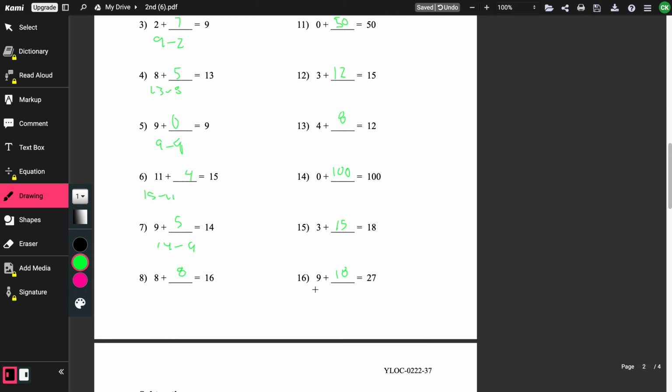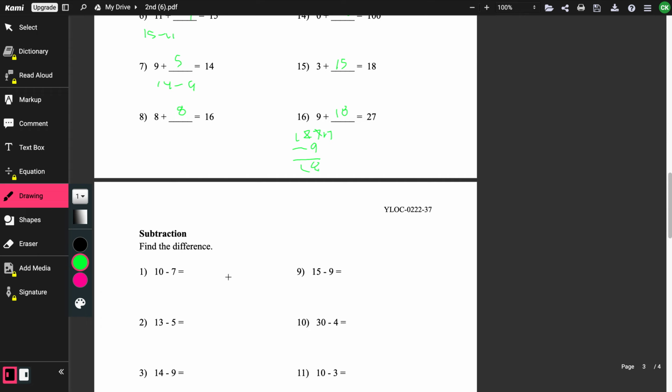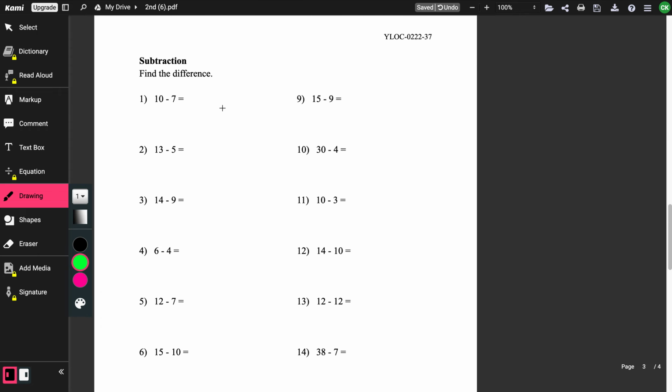So for number 16, I think I'm just going to show it to you since this one's a bit of a bigger number. So carry the 1, 17, and then that's going to be 8, and yeah, 18. Okay, moving on, let's do some subtraction. So this one is finding the difference.